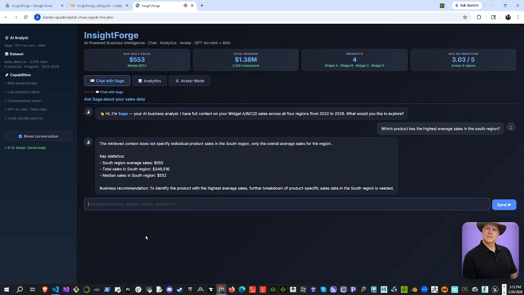Now, when it gives me responses, it gives them to me in a very specific way. It's a structured response format, as you see here. It's direct answers with numbers, key statistics, then a business recommendation, always in that order, and always under 150 words. So as you see here, the retrieved context does not specify individual product sales in the South region, only the overall average sales for the region. And then it breaks it down for each area. And the business recommendation is to identify the product with the highest average sales. Further breakdown of product specific sales data in the South region is needed.